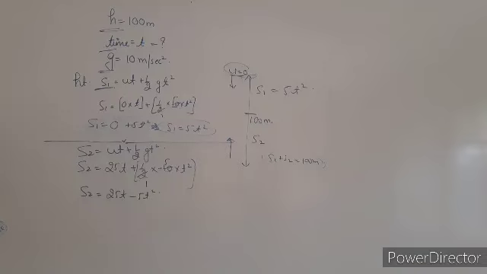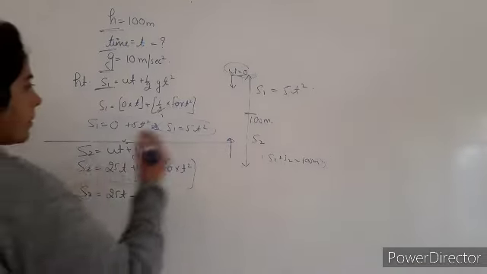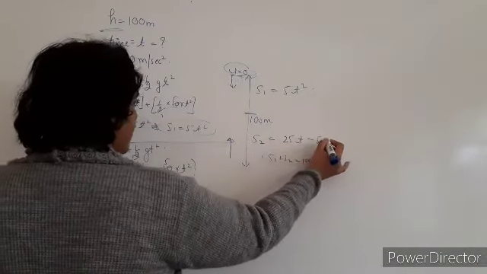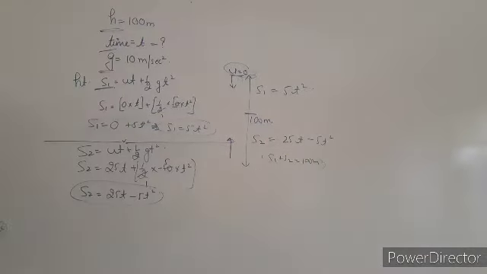Okay. So you got the value of S1, you got the value of S2. Proper value आएंगे, no issues. 25t minus 5t square. Okay? Done till here. Now we know that S1 plus S2 is equal to how much? It is equal to 100.